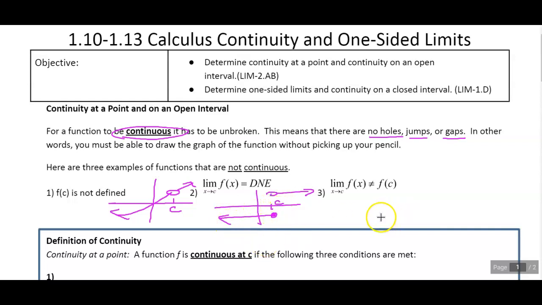Okay? And number 3 says that we have a limit value, we have a function value, but they're not the same. So if we have a limit value, it means they need to meet up. I don't have to be defined at that point. And now the second part says I have to also have a function value, but that can't be the same as my limit. So that would be my limit value. So I need to make my function value off.